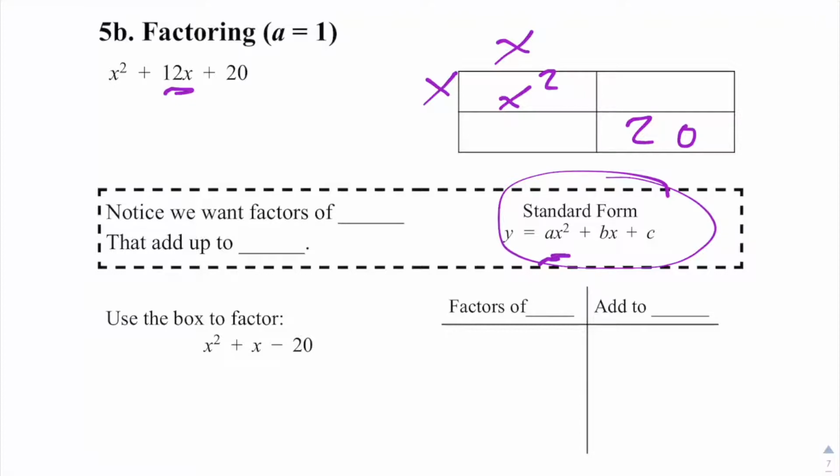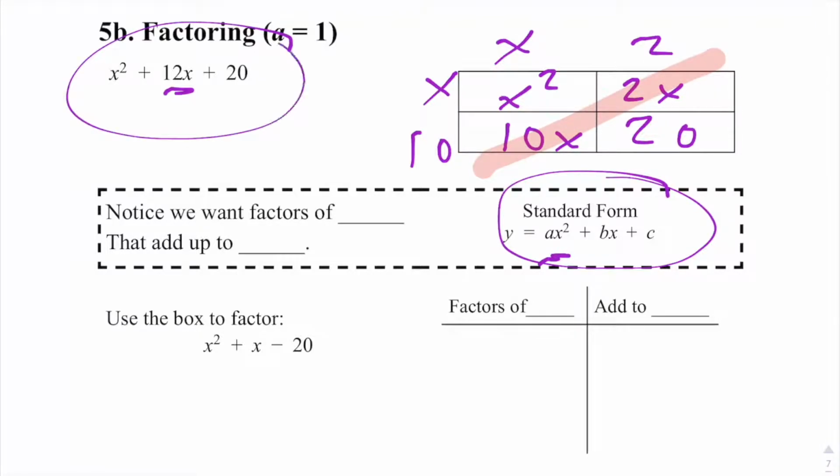Because I'm a good factorer, I know that 2 and 10 are options, because this is going to give me x times 2, which is 2x, and x times 10, which is 10x. And then when I add my like terms here in the middle, I will get x squared plus 12x plus 20. So therefore, my two factors are x plus 2 and x plus 10.